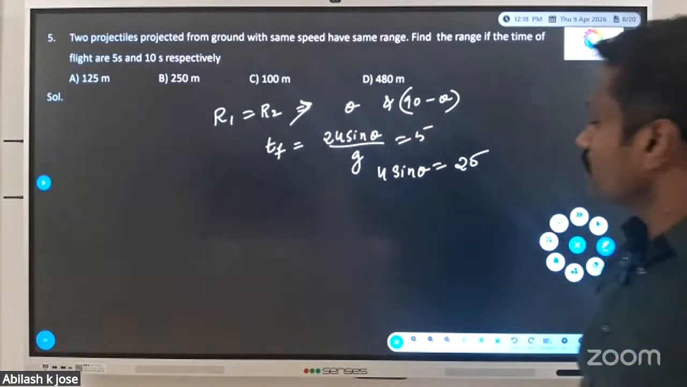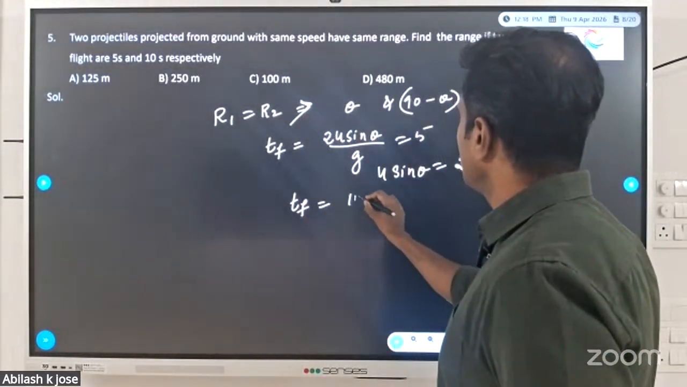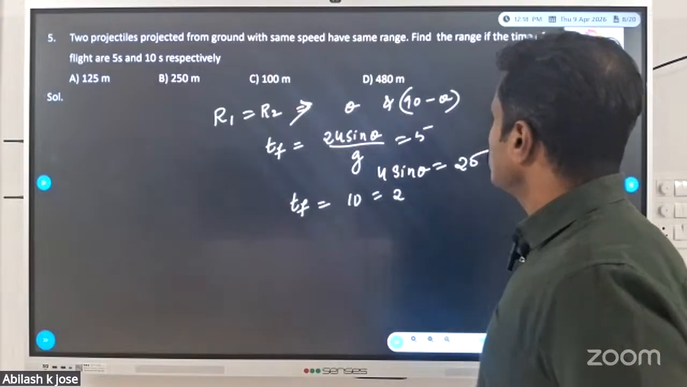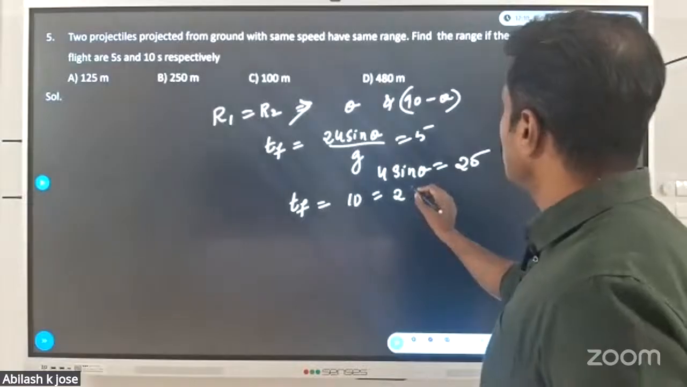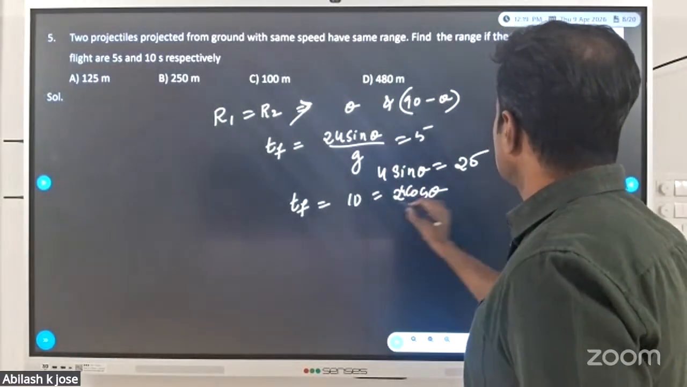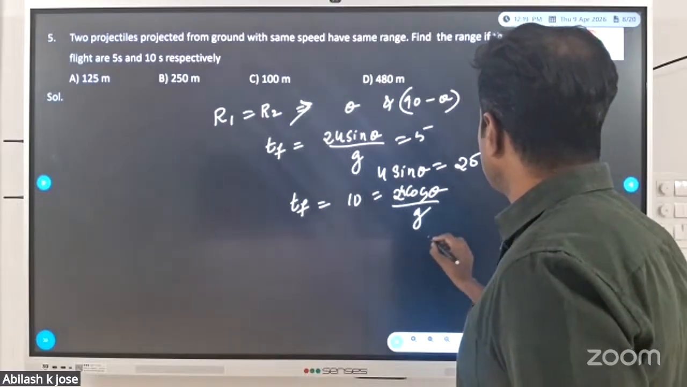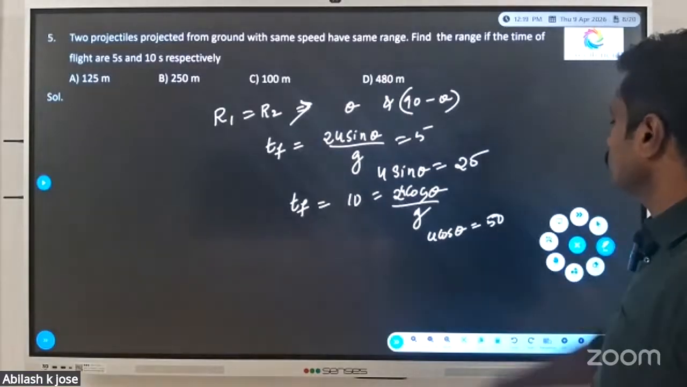Now time of flight in the second case is given as 10 seconds. So 10 is equal to this, using sin(90 minus theta), that is going to be u cos theta. So u cos theta divided by g, and you get u cos theta is equal to 15.